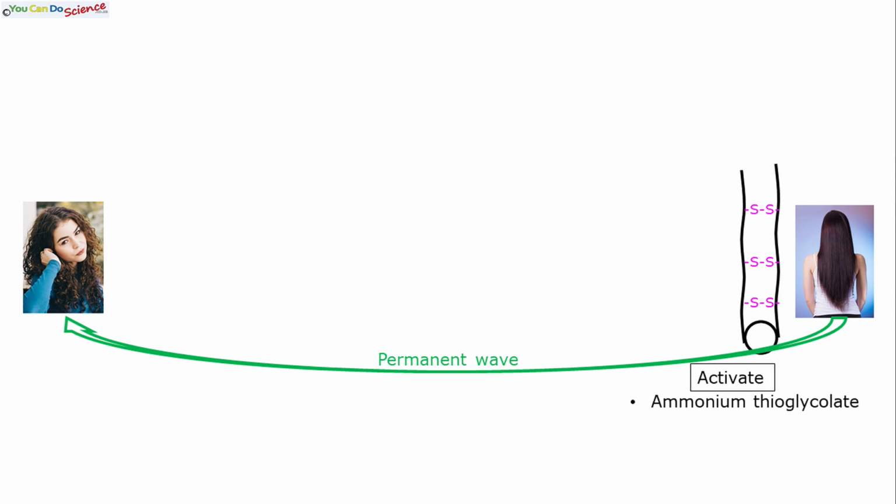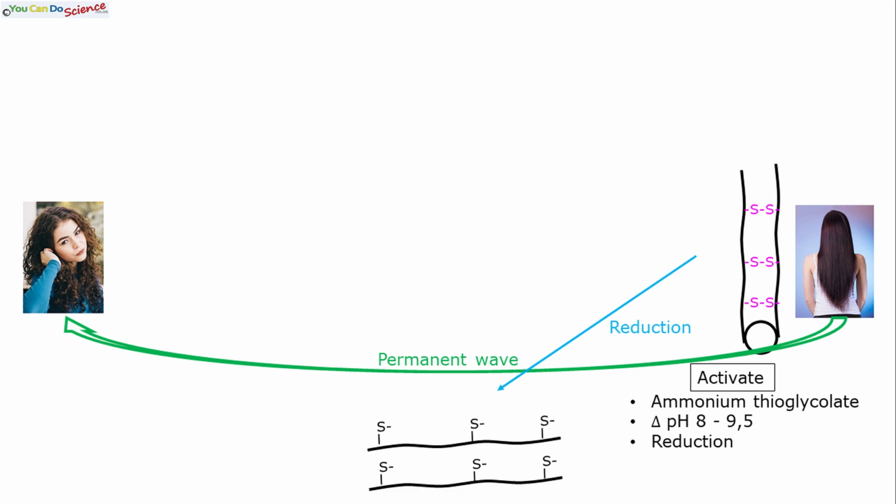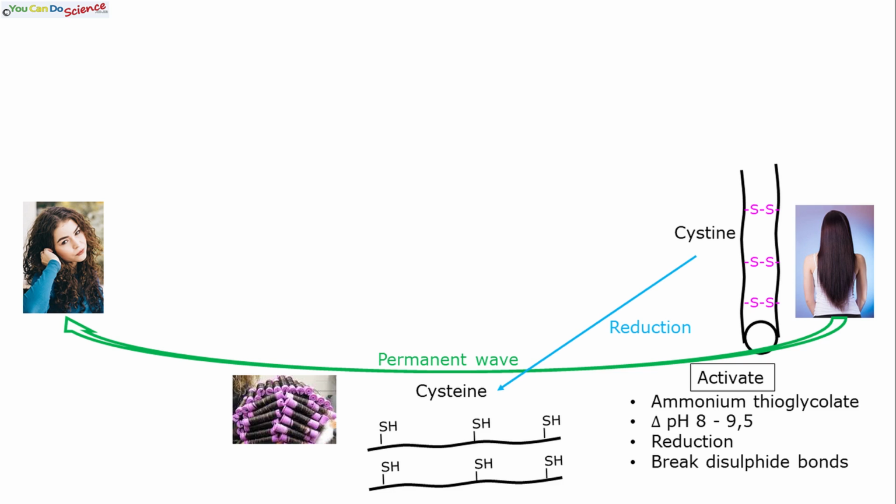During a permanent wave, a wave solution such as ammonium thioglycolate is used so that more disulfide bonds can form. This solution changes the pH so that it is between 8 and 9,5, and reduction takes place to break the disulfide bonds between the chains. Cystine changes to cysteine when hydrogen bonds to the sulfur atom where the sulfur-sulfur bonds were broken. The structure is then changed from a straight hair to a curled hair that will be determined by the roller.